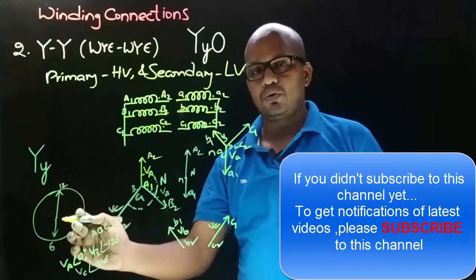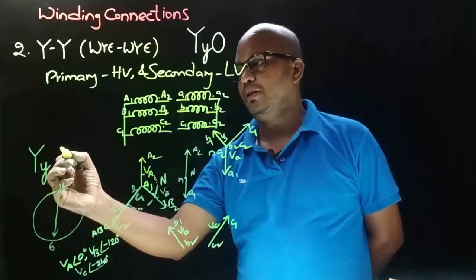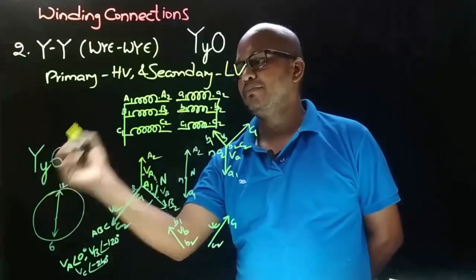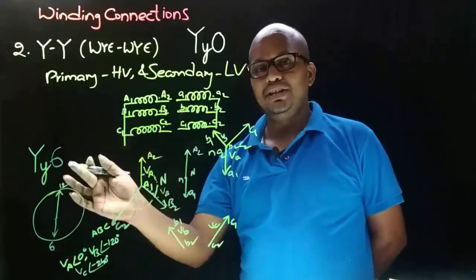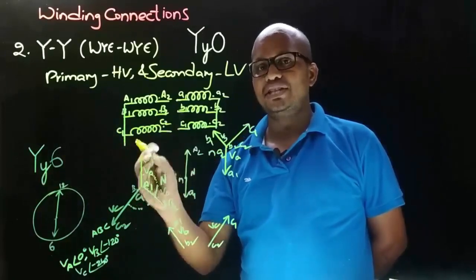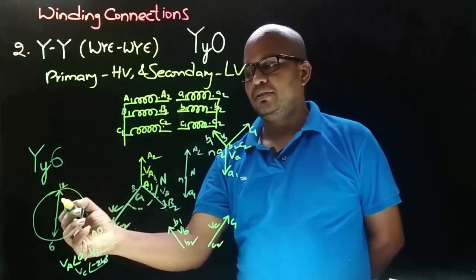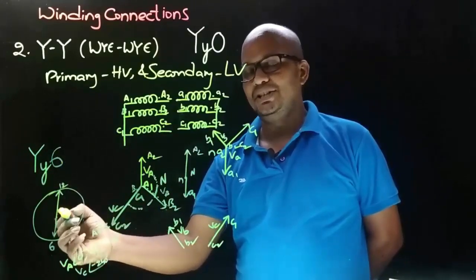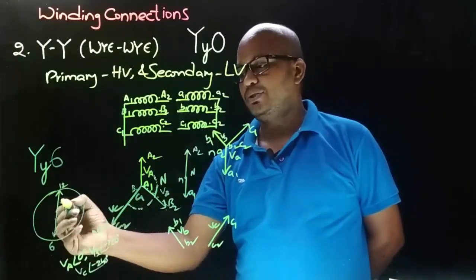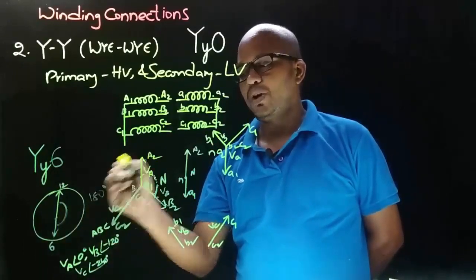Therefore, from clock notation, as it is 6, in the vector group symbol the third numerical is 6, which will indicate the LV winding phase to neutral voltage phase displacement, and that phase displacement is the phase angle difference between the minutes needle and the hours needle. So here the phase difference between the minutes needle and the hours needle is 180 degrees.